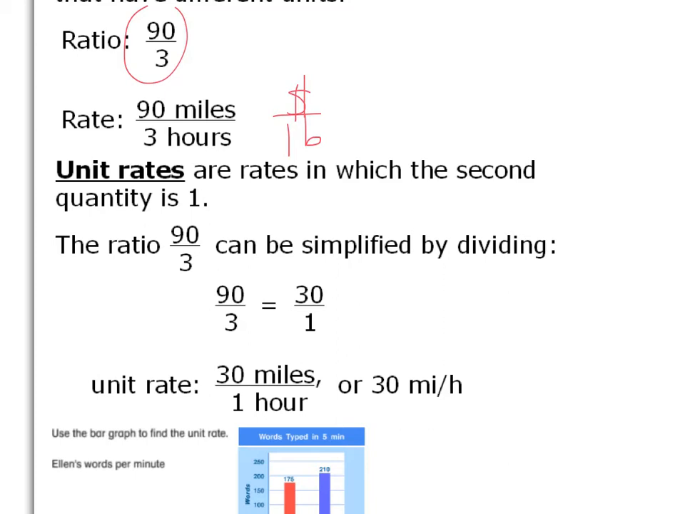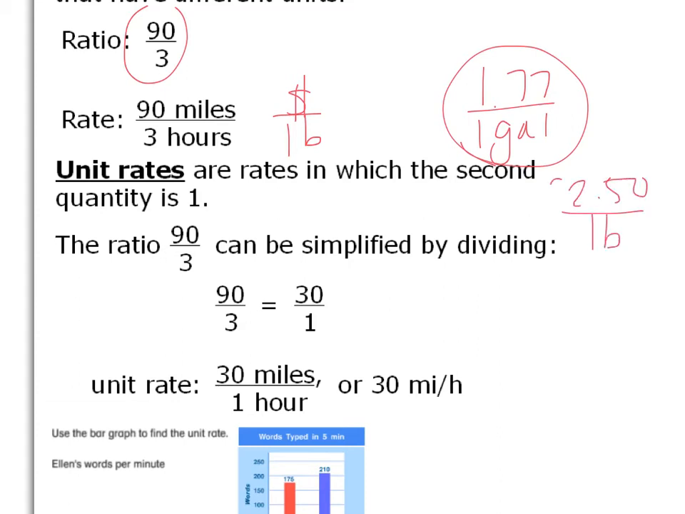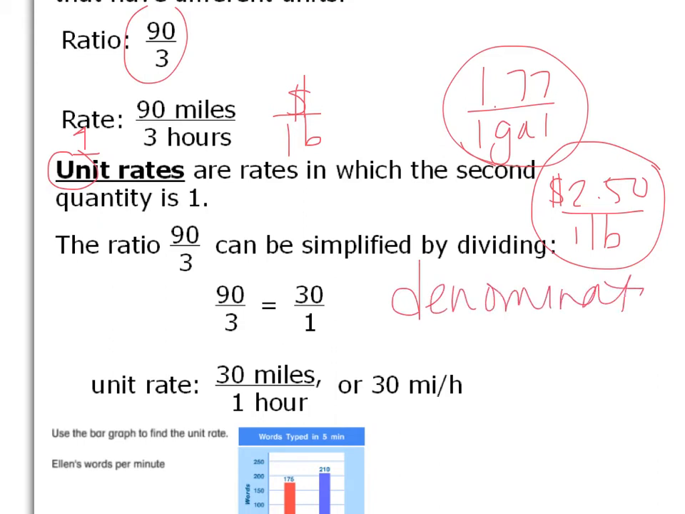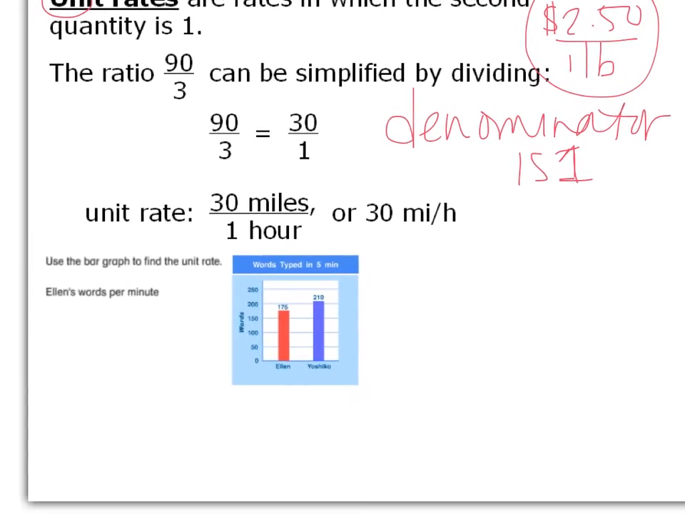Meaning, right now you can get gas for about $1.77 per gallon. My denominator is 1 gallon. Okay? Or you go to the store and you buy something, lunch meat, say, for $2.50 per pound. My denominator, again, is 1. So unit rate, uni, means 1. So every time your denominator is 1, it's a unit rate. Okay? And there's some more examples here.